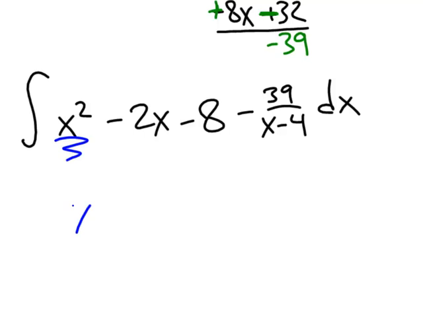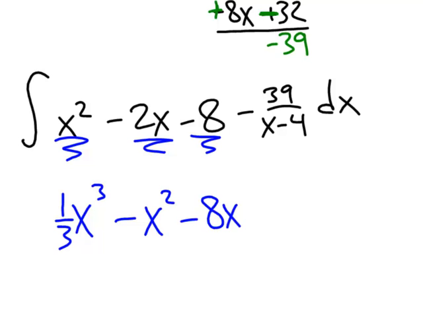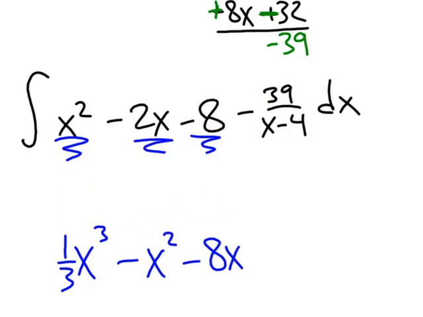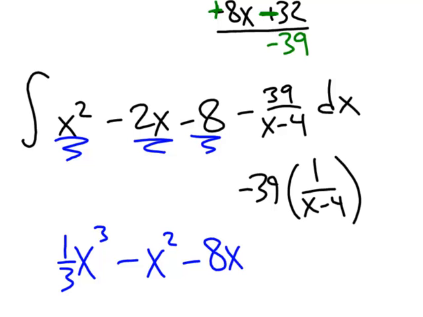All right, antiderivative of x squared is going to be x cubed with a 1/3 in front. Minus 2x, that's going to give us minus x squared. Minus 8, that's going to give us minus 8x. Now notice that this last term kind of fits our u prime over u mold. If we think of this denominator on the bottom being u, then u prime would just be a 1. So we really want to see a 1 sitting up here, right? So let's do it this way. Let's rewrite this last fraction, or really just, if you can picture it in your head, as being negative 39 times 1 over x minus 4.